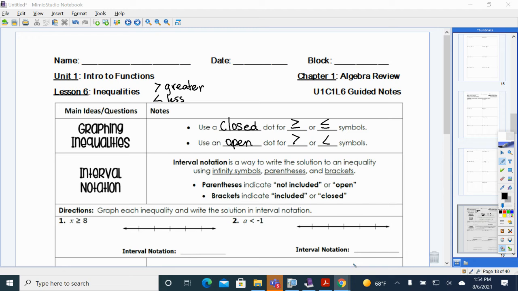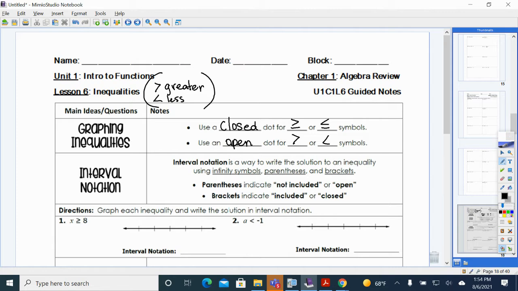This video is on Unit 1, Chapter 1, Lesson number 6 on inequalities. Just as a reminder, an inequality means that it's not equal to. It might be greater or less. That involves your greater than or less than. And I have included something right here. You may want to jot that down just as a reminder of which one's which.